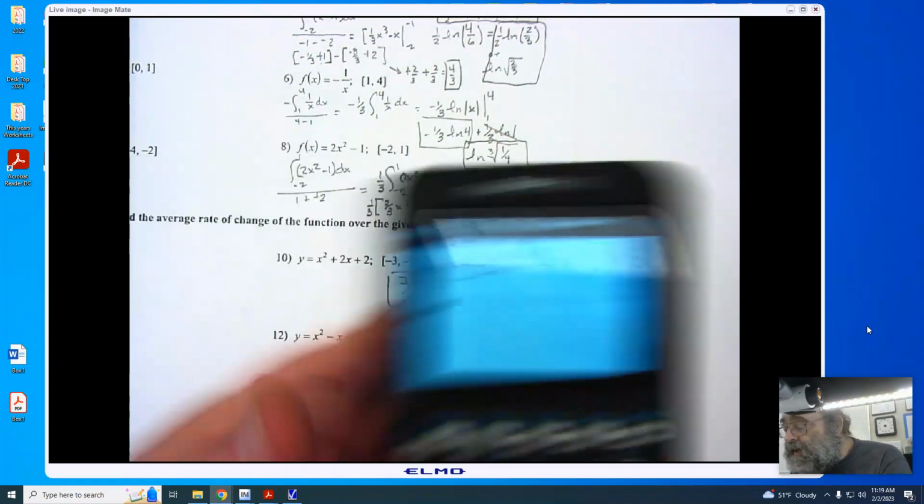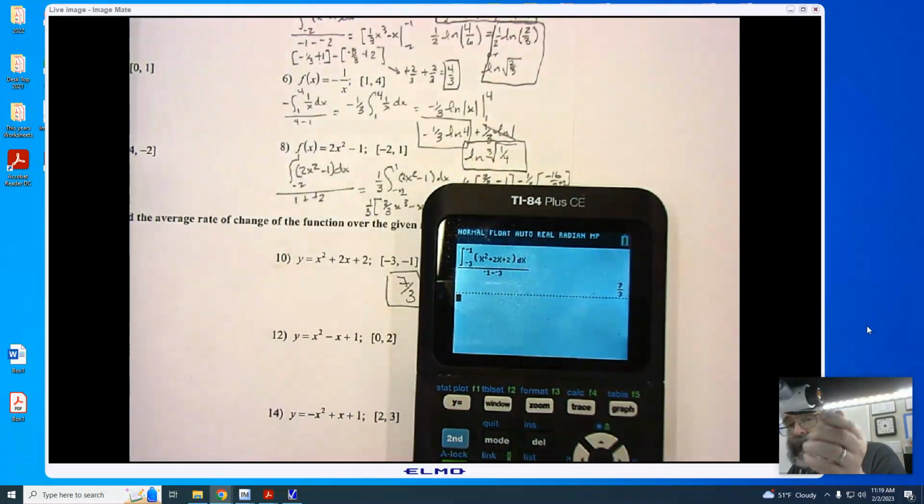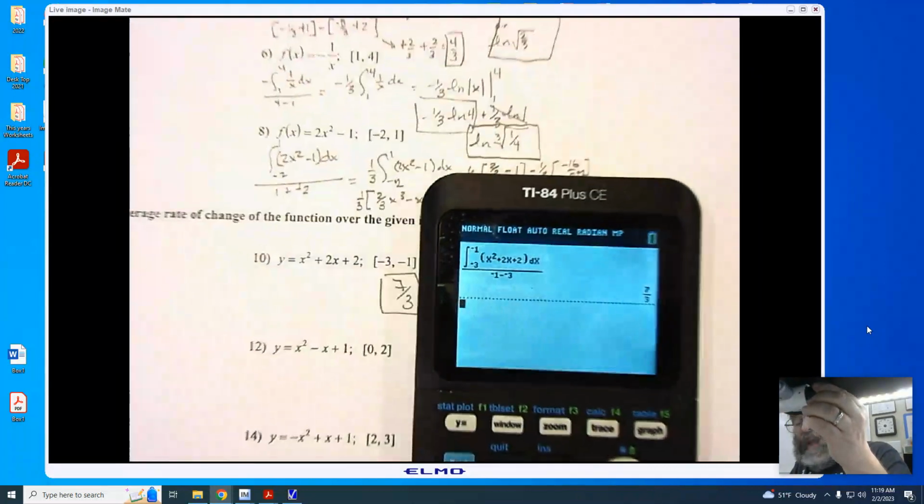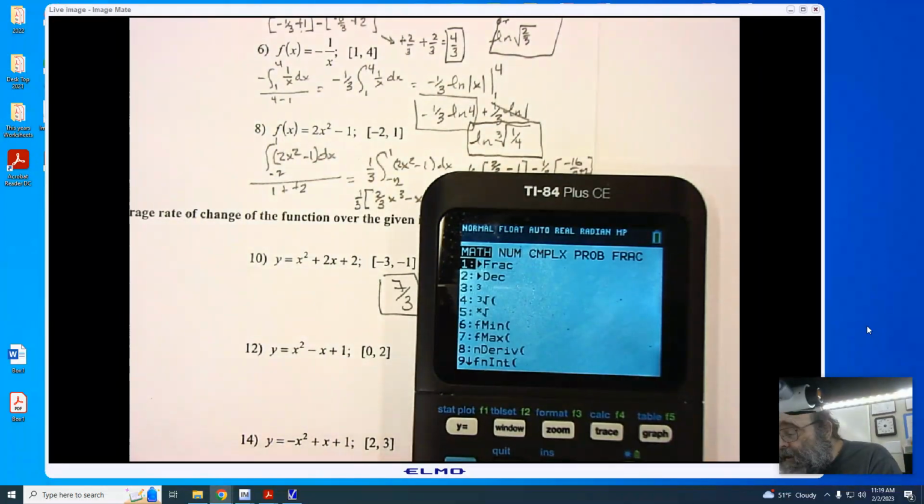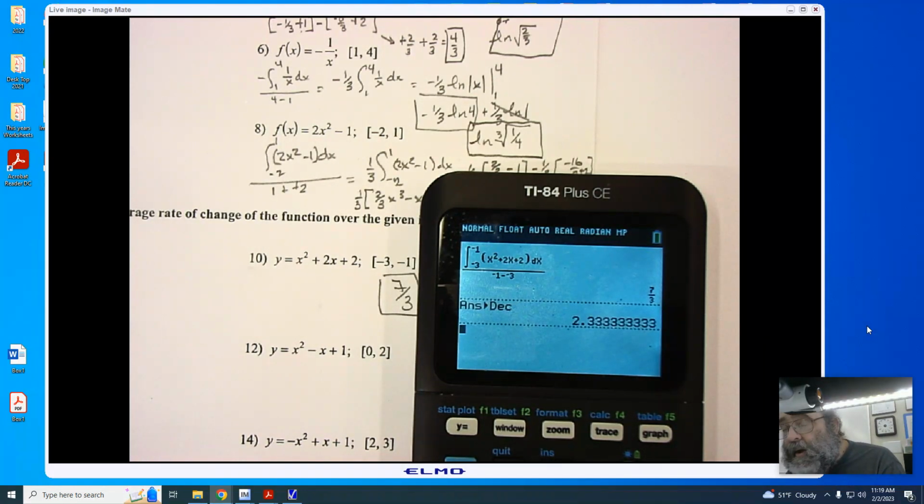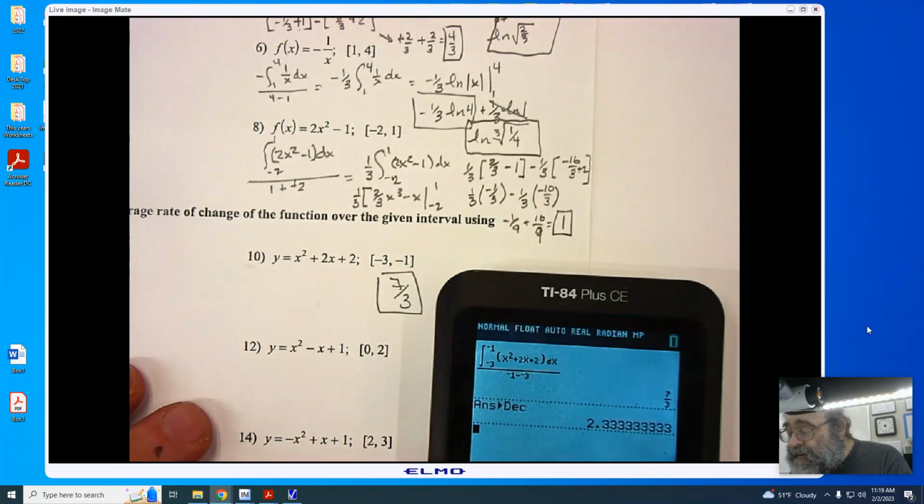Now, if you wish to find the decimal, you can simply hit math, decimal, and hit enter. And it will convert it into a decimal for you to find. Let's go ahead and take a look at number 12, please.